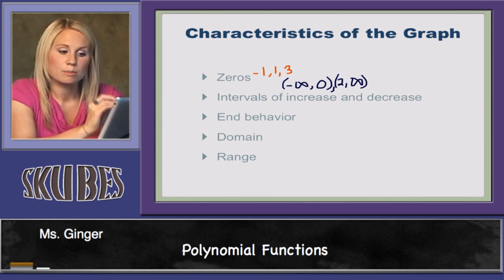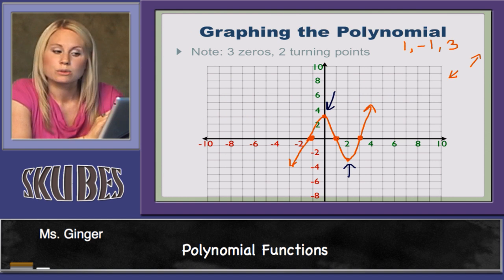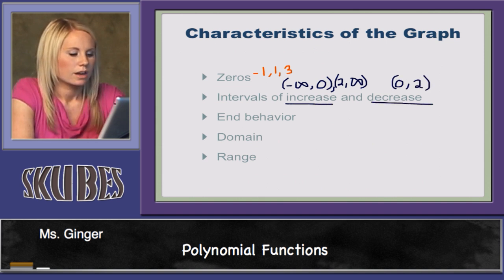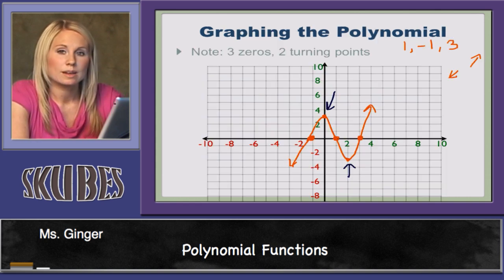And it was decreasing in the middle. It was traveling down the middle of those two. So from 0 to 2. We can use interval notation for that as well, just writing these above these words here. Our end behavior is down and then up.